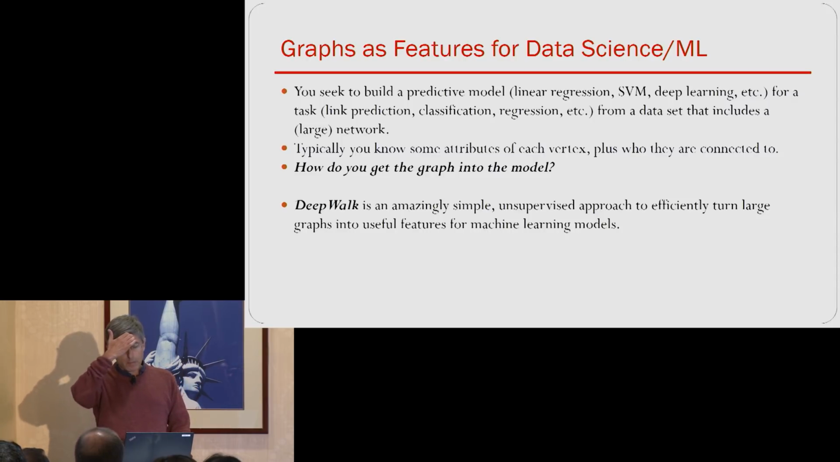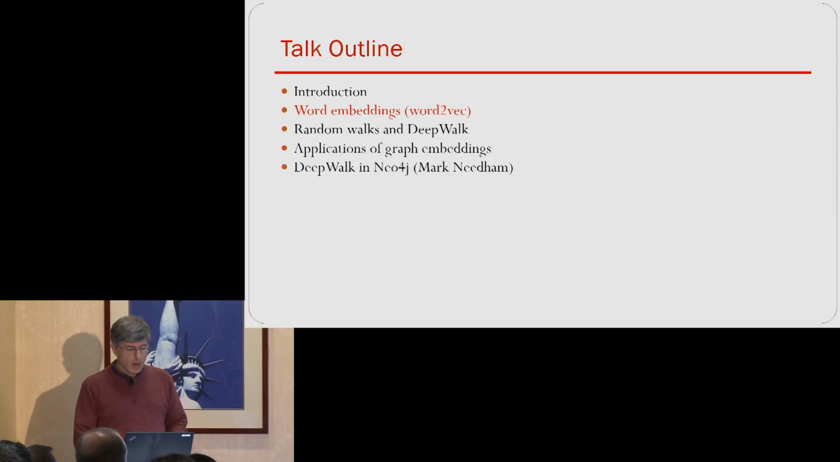And what I'm going to be talking about is something we developed called DeepWalk, which is an amazingly simple, unsupervised approach to taking your graph, crunching on it for a while so that we build features, such that these features are going to be useful for any kind of machine learning model you're going to be building. And that's what I'm going to be talking about here.